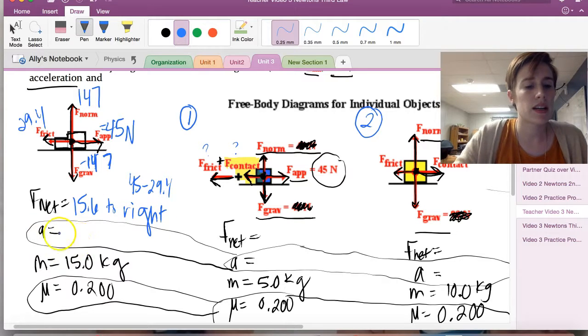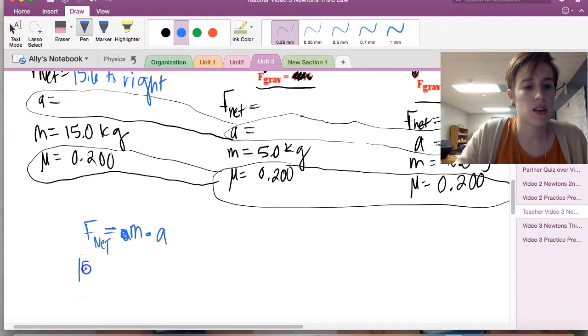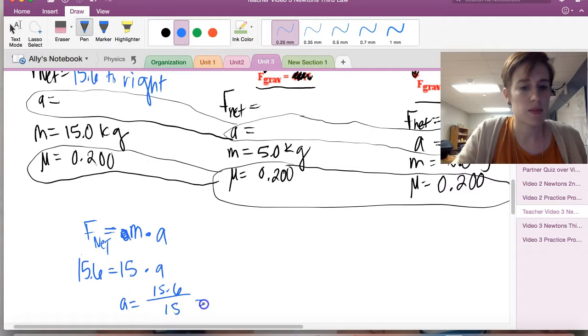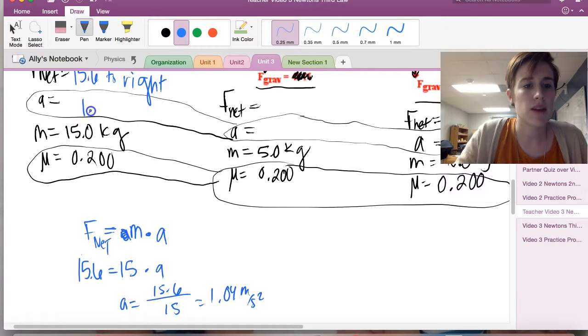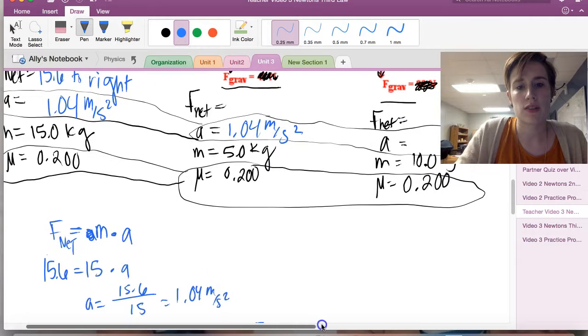Okay, so now I can find acceleration. My net force combined is 15.6. My mass was 15. What's my acceleration? Well, I have to divide them. 15.6 divided by 15 gives me 1.04 meters per second squared. That is going to be the same value for the combined, for my individual object, and my other individual object.